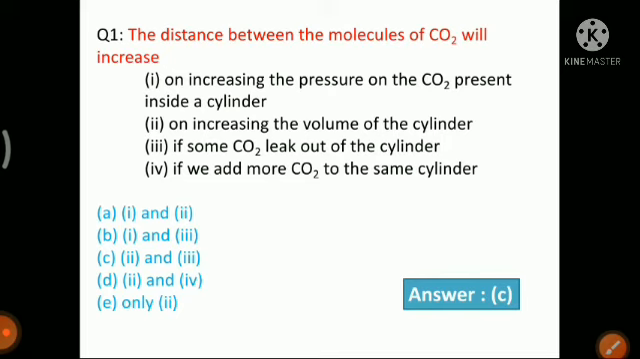Why C? Because on increasing the volume, only if the volume of the gas increases will the distance between the particles of the gas increase. And if carbon dioxide gas leaks out of the cylinder, then also the gas particles, that is, the molecules of the gas, are free to move to a greater amount of space and a greater distance. If their movement is over a greater distance, then the distance between the particles will also increase. So this is the answer to question number 1.